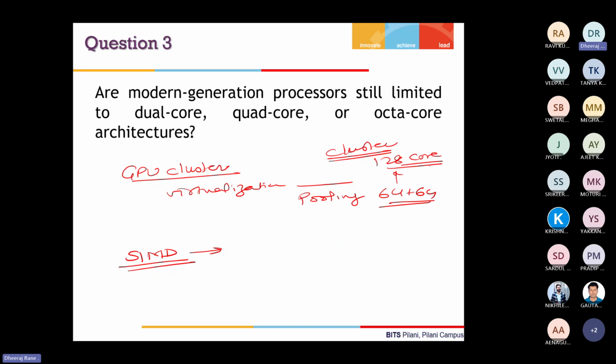But look at the pricing. When we have more cores, ultimately the pricing is huge, right?